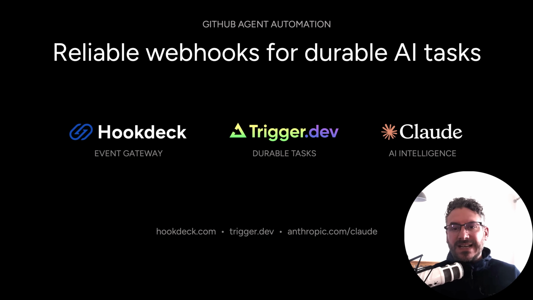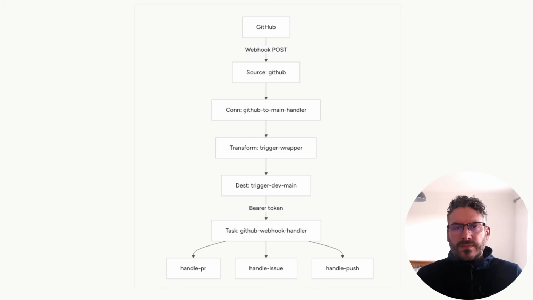That's where the Hookdeck Event Gateway comes in. The Event Gateway can act as a lightweight, serverless webhook ingestion layer. It receives the event, verifies it came from where it's supposed to, transforms the payload to match what Trigger.dev expects, and delivers it to your task's trigger URL. And you get observability, retries, and replay on every event for free. So how does it work?